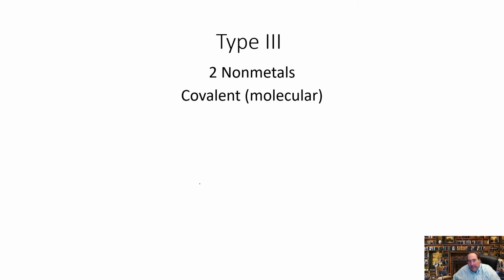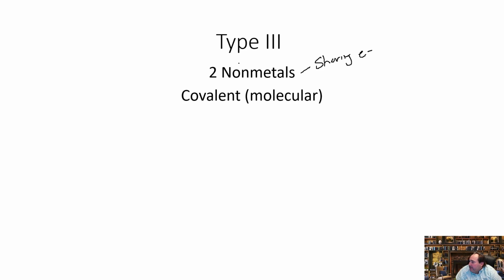All right, so the last type of naming we're going to talk about here are type 3 compounds. And type 3 compounds are different. They are two nonmetals together. And here we actually do have sharing of electrons. So in this case, we have sharing of electrons.